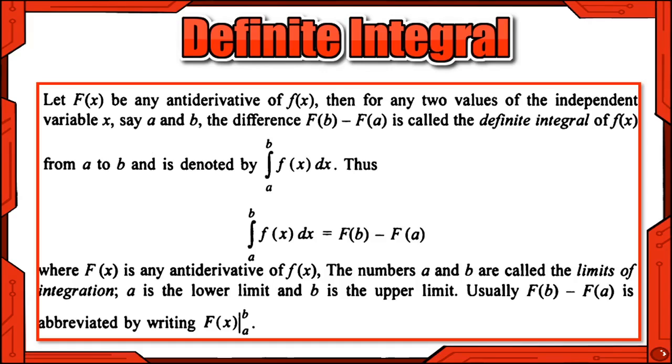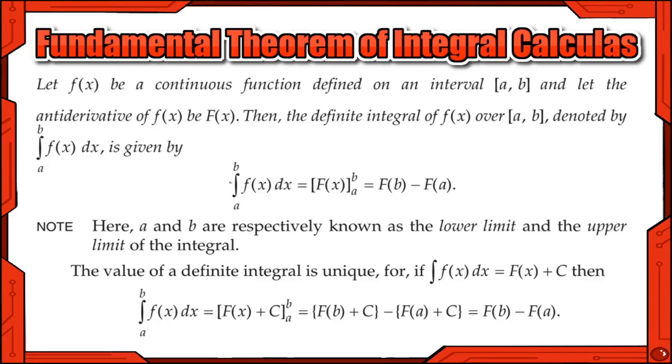So basically, what is a definite integral? Students, it is useful for finding the area under the curve, right? And it gives us a particular number as the answer. So let F(x) be the antiderivative of small f(x). Then for any two values of the independent variable x, say a and b, the difference F(b) minus F(a) is called the definite integral. This is the theoretical method to find out the definite integral of f(x). Let's understand this with the help of questions.